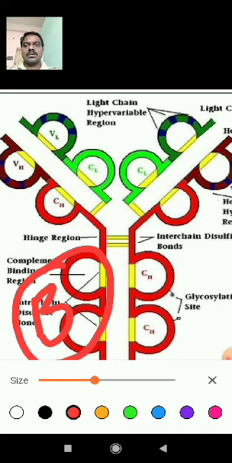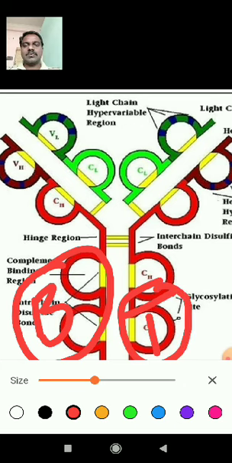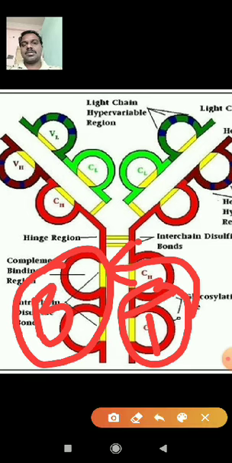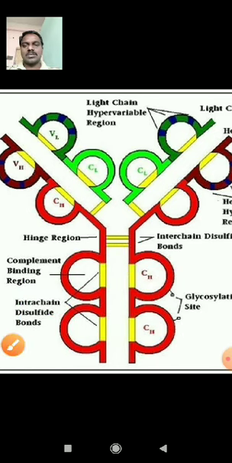But T cells are there, T lymphocytes are also there. But these T lymphocytes do not release antibodies. They motivate the B cells. After the entry of the antigens, the B cells produce the antibodies. This type of structure is called an antibody structure.